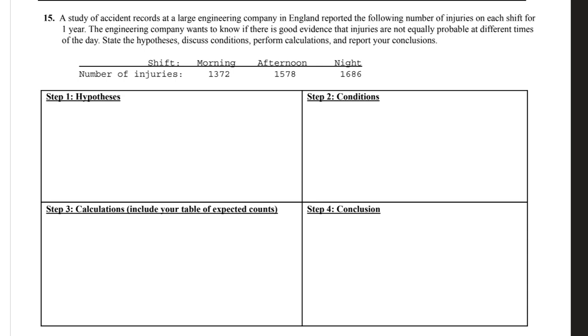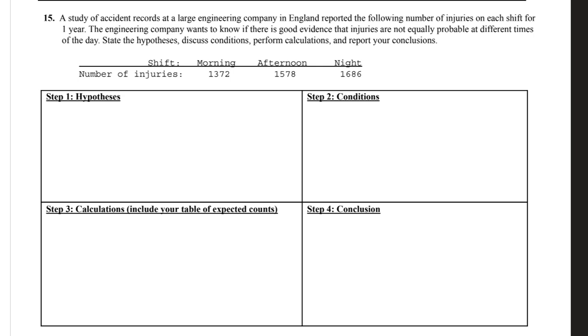All right. So for this particular example, we're going to be doing the chi-square test of goodness of fit because it's talking about equal probability at different times of the day. So the different times of the day is the categorical variable, and we want to see if the number of accidents is equally distributed or not.